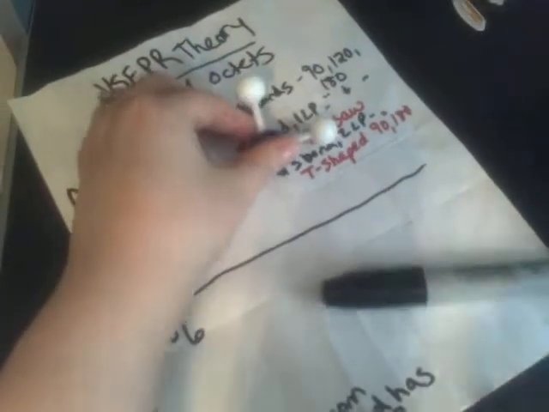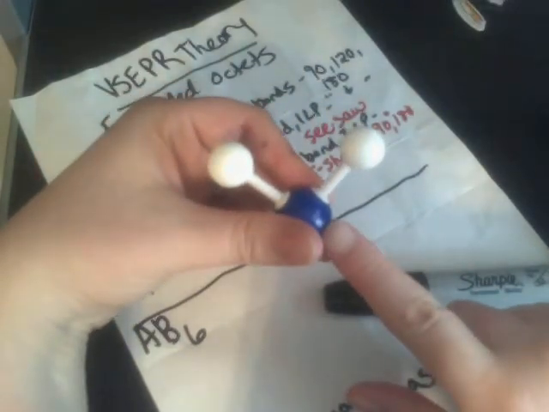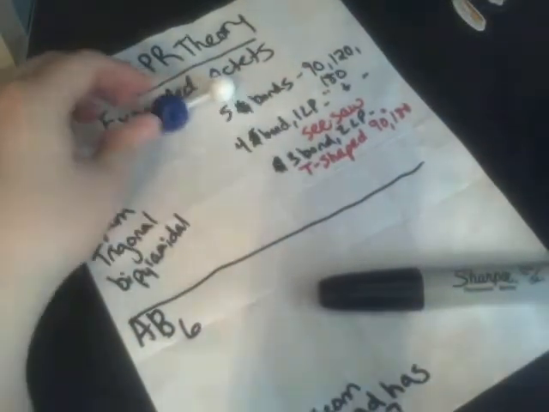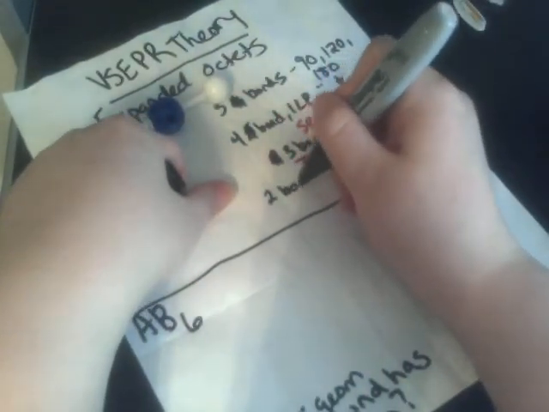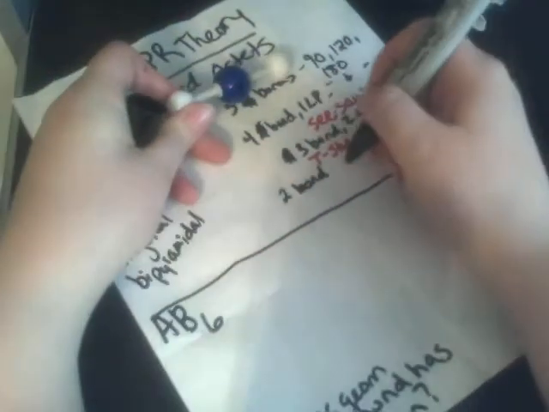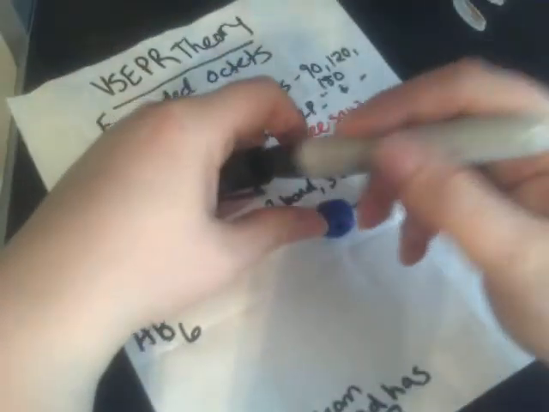And then which one would I clearly lose if I were to lose 1 more? Would I lose this one? No, because then these bonds are very close to each other. I need to maximize. So if you have 2 bonds and 3 lone pairs, you have linear.